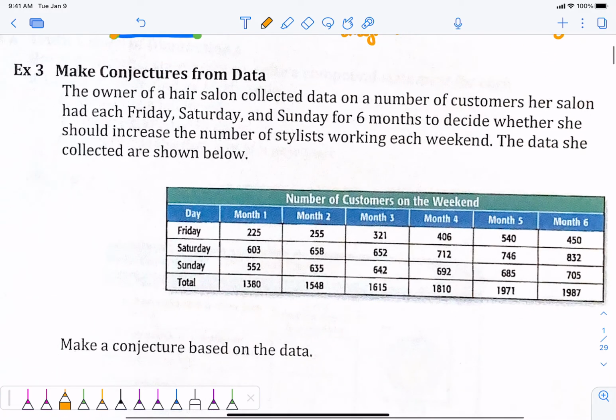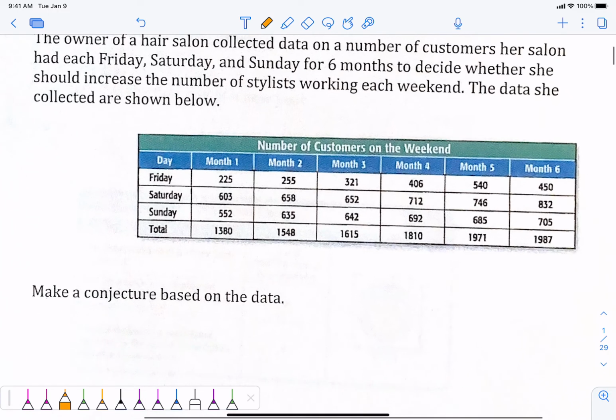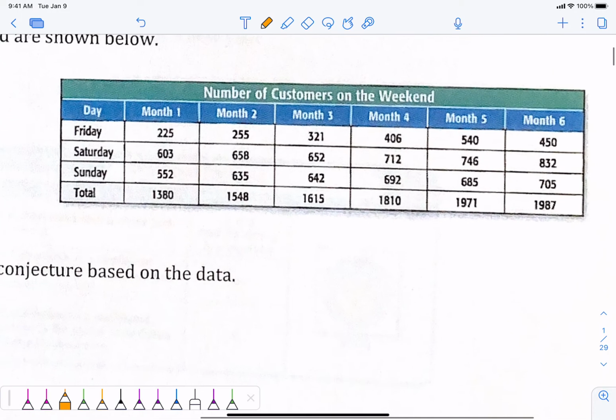Okay, example 3. The owner of a hair salon collected data on the number of customers her salon had each Friday, Saturday, Sunday for 6 months to decide whether she should increase the number of stylists working each weekend. Okay, she collected this over 6 months. I don't know if you can read this table, but here's Friday, Saturday, Sunday, and month 1 through 6. So in the 5th month, how many customers did she have on Saturdays? 746. So we just understand how we read this table. On Saturdays in the 5th month, all the Saturdays together, she had 746.